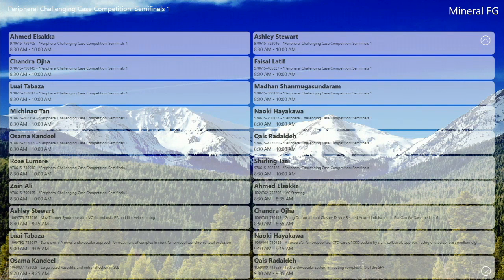I'm Faisal Latif from the University of Oklahoma. I'm Charlene Tai from UT Southwestern and the Dallas VA. I'm Rose Lamari. I'm also from the Dallas VA. Martin Sandro from University of Arizona.